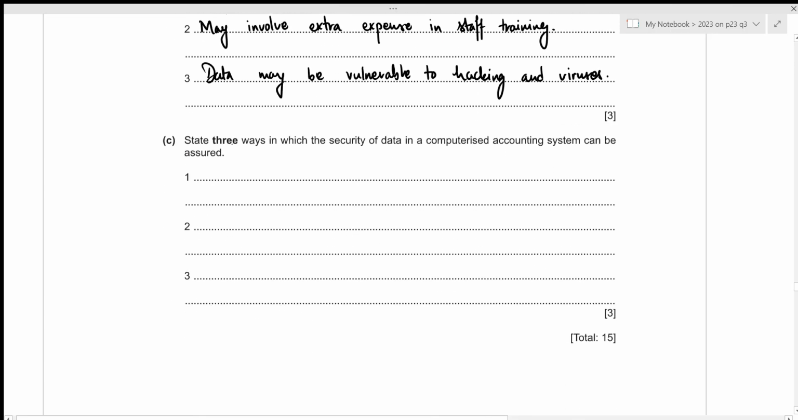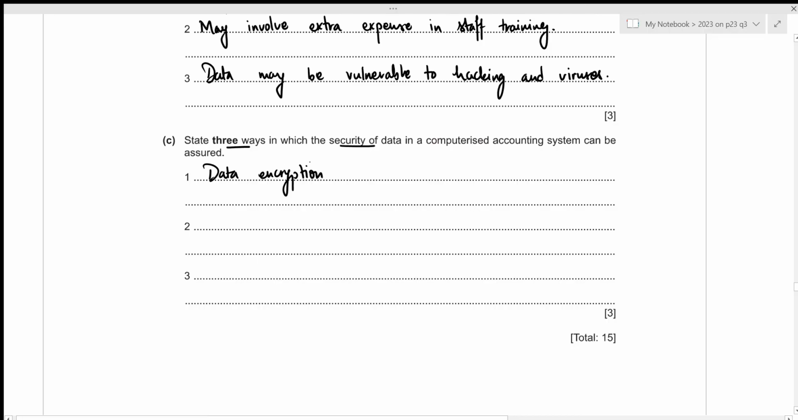Now for the third part, we need to state 3 ways in which the security of data in a computerized accounting system can be assured. Since we're talking about security, the very first thing that can be done is data encryption, so that anyone that can get their hands on data cannot really comprehend it. So data encryption.